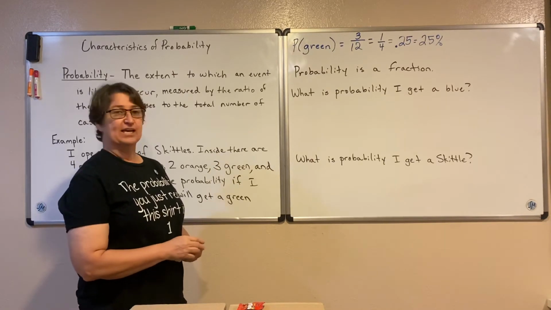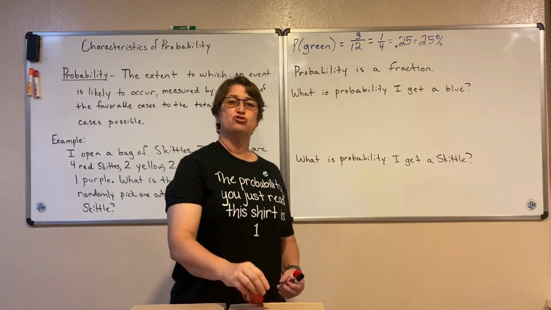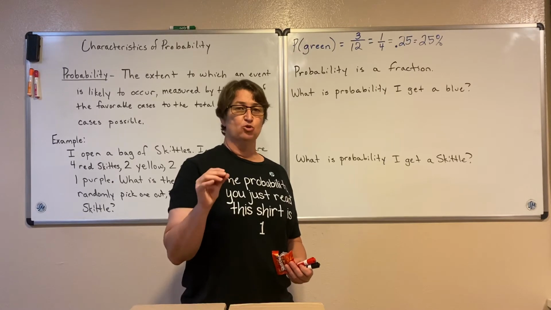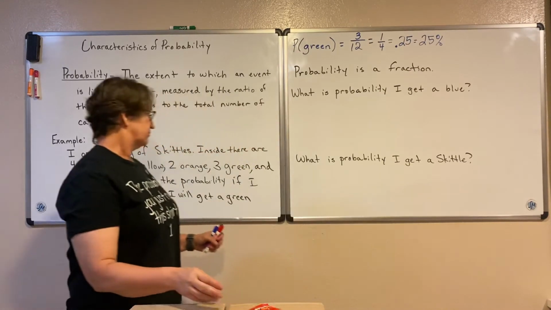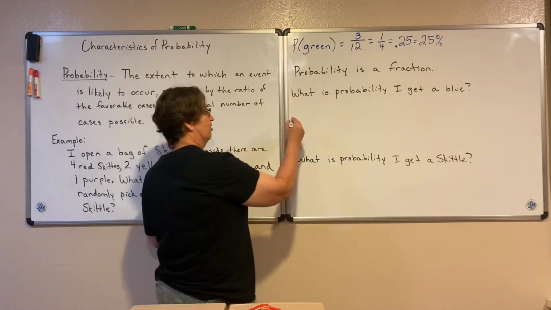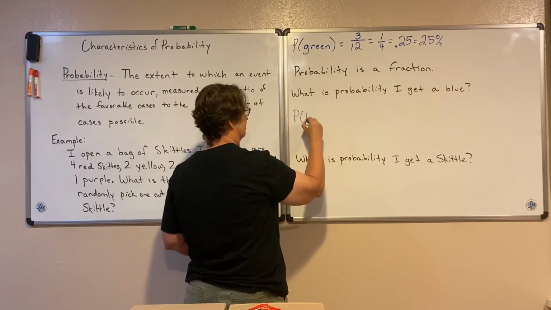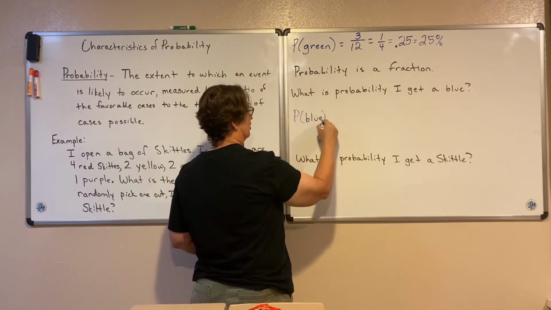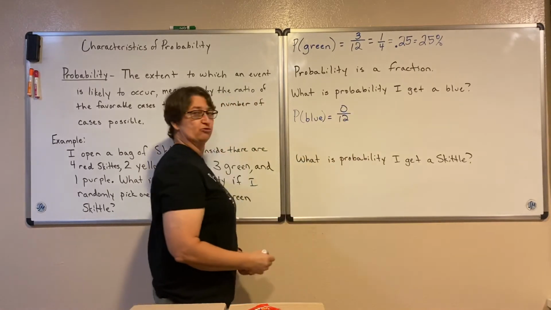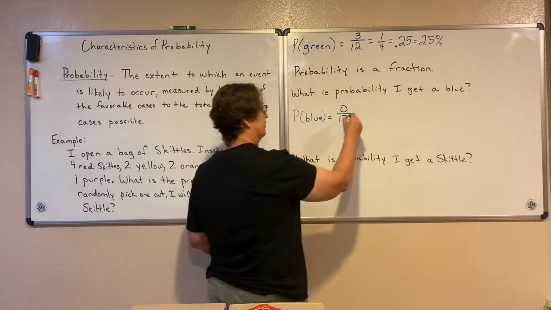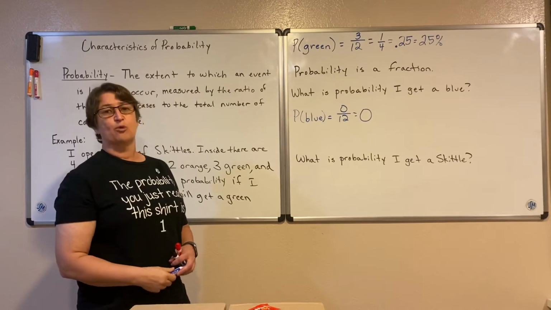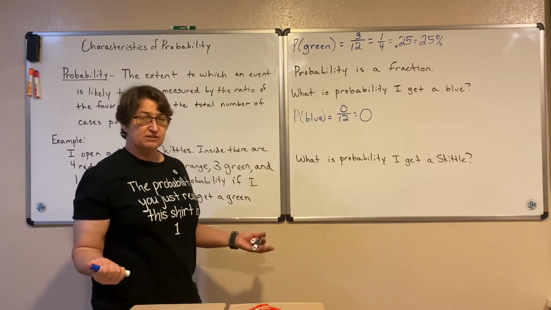What is the probability I get a blue? So if I choose just 1 Skittle out of the bag, how often am I going to get a blue out of my bag? Well, how many blues do I have? There are 0 blues. So the probability that I get a blue, my favorable outcome is blue, is 0 out of the total of 12 Skittles. But 0 divided by 12 is 0. There's not a blue in the bag, so the probability that I get a blue is 0.